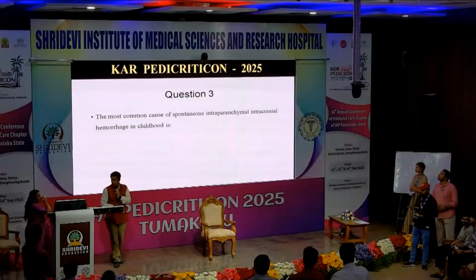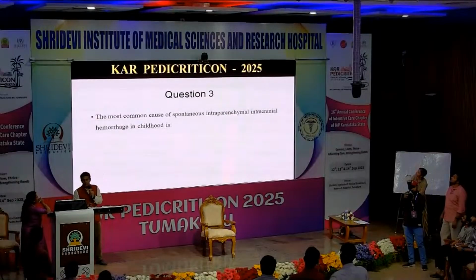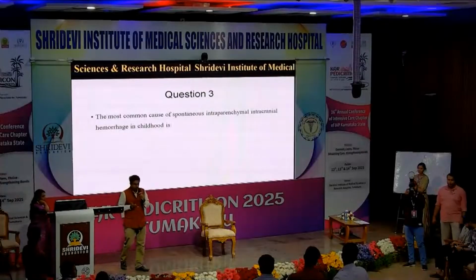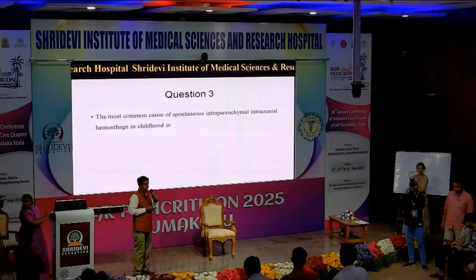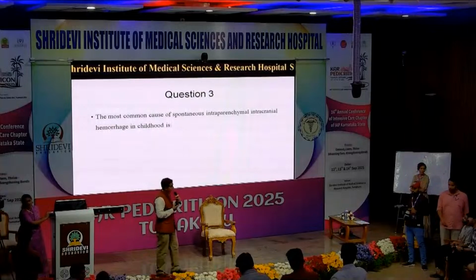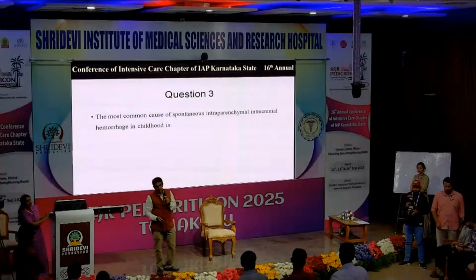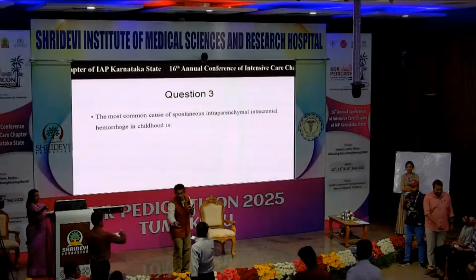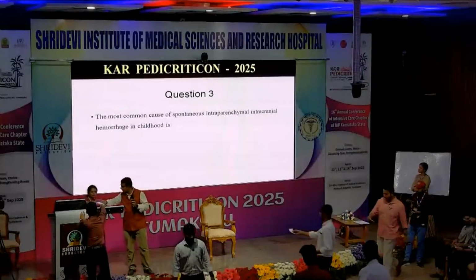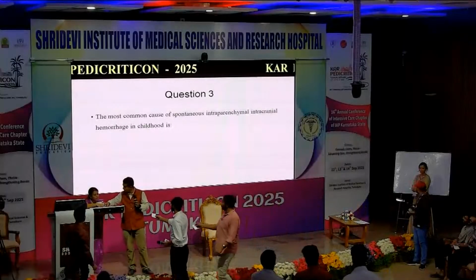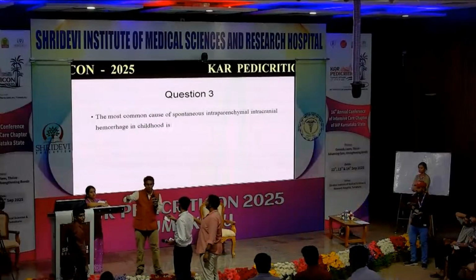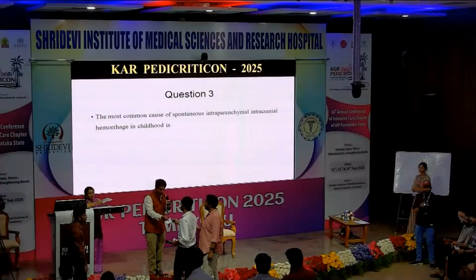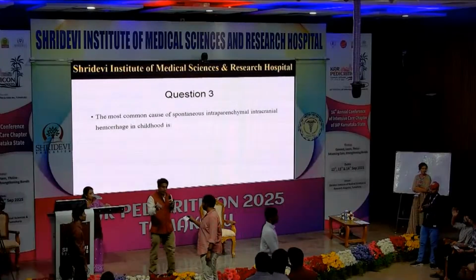Team C, your question starts now. The most common cause of spontaneous intracranial hemorrhage in childhood is. Others can write and collect the slips once they're done. Time up. Slips, please. Team B has written CMV. What does it mean? Sorry, loudly. Cytomegalovirus. Okay. I didn't understand D.